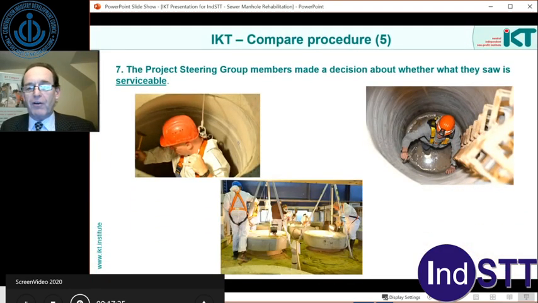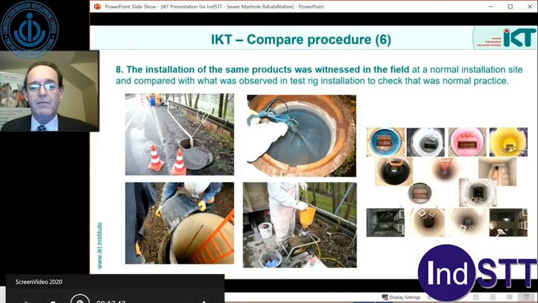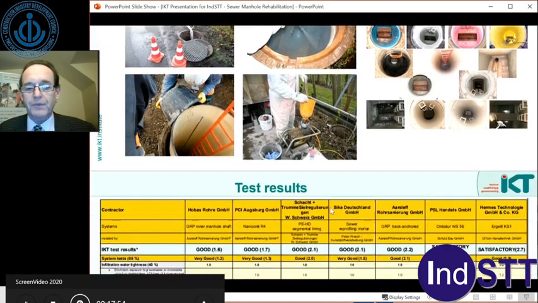I mentioned the project steering group had a say. They went down into each one of the manholes, they had a look themselves, and they were able to comment on anything that they felt would be of concern for them if they were accepting this as a completed project. We also, because we like to check what we see in the lab when they do an installation, is that the same as for real? We will go out and look at real installations of the same products.